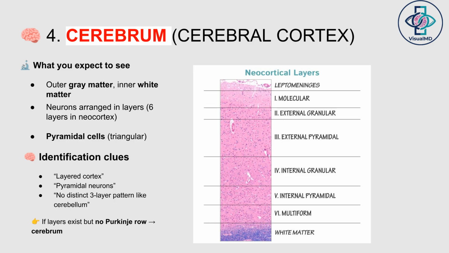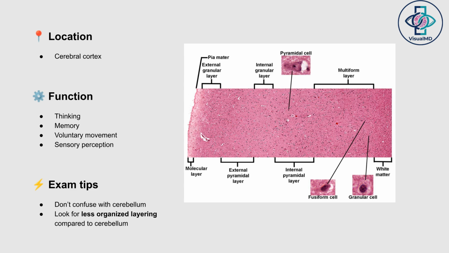Next is the cerebrum, or cerebral cortex. Expect to see an outer gray matter and inner white matter. Neurons are arranged in 6 layers, with prominent pyramidal cells. If layers exist but there is no Purkinje cell row, you are viewing the cerebrum. The cerebrum is located in the cerebral cortex. Its functions include thinking, memory, voluntary movement, and sensory perception. Remember not to confuse it with the cerebellum. The cerebrum has less organized layering.